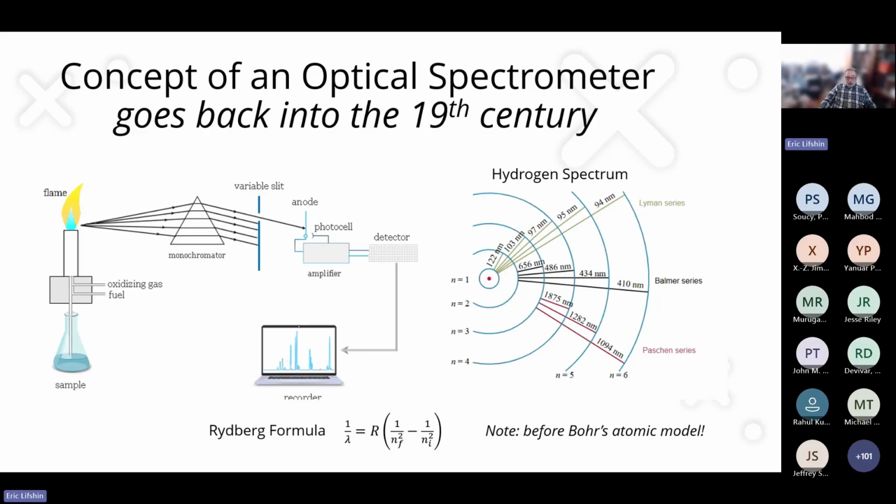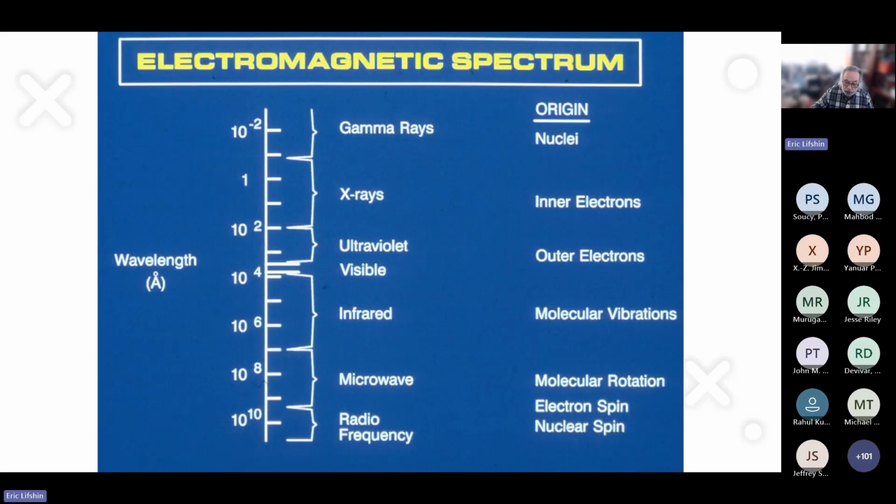Don't get too nervous. 1 over the wavelength is equal to a constant, which we call the Rydberg constant, times 1 over an integer n sub f, which was for final state, and 1 over n sub i, which was for the initial state. And these were just numbers. They had no physical meaning. And this, of course, was before the Bohr model was even developed. So there was something there. There was some unique relationship between the spectral lines and the elements that were there.